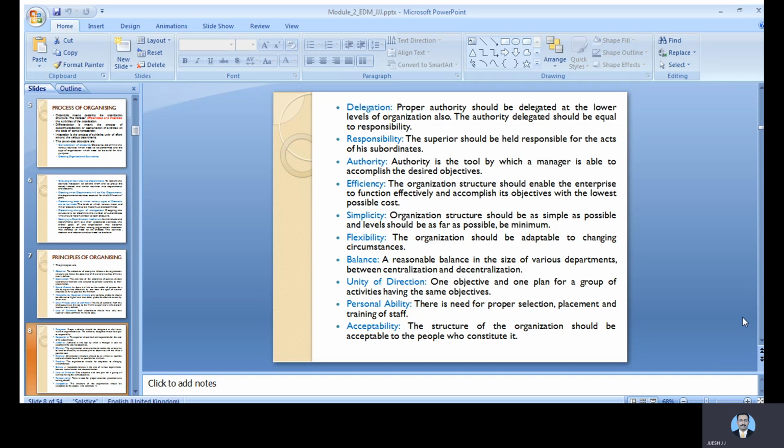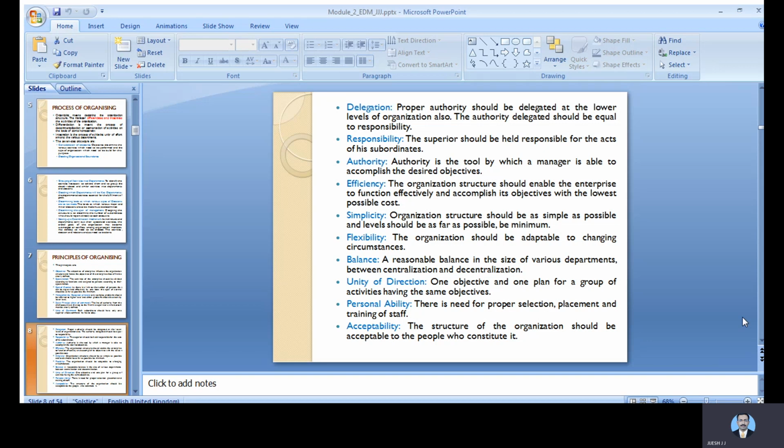Then authority is the tool by which the manager is able to accomplish the desired objectives. Then efficiency: the organization structure should enable the enterprise to function effectively and accomplish the objectives at the lowest possible cost. So we have to make sure that all the objectives framed by the topmost management are accomplished in the best possible way at a lower cost.